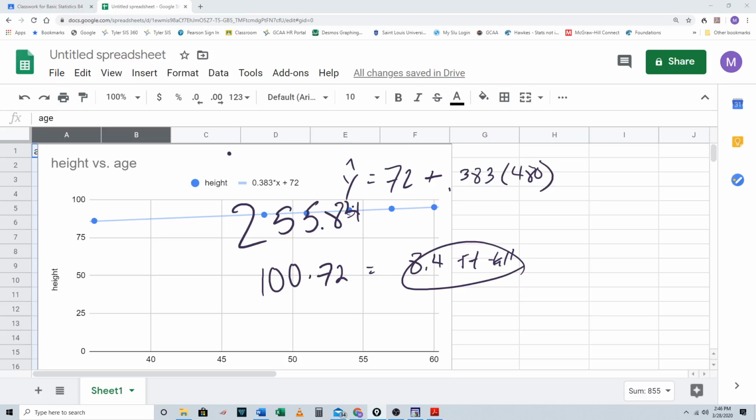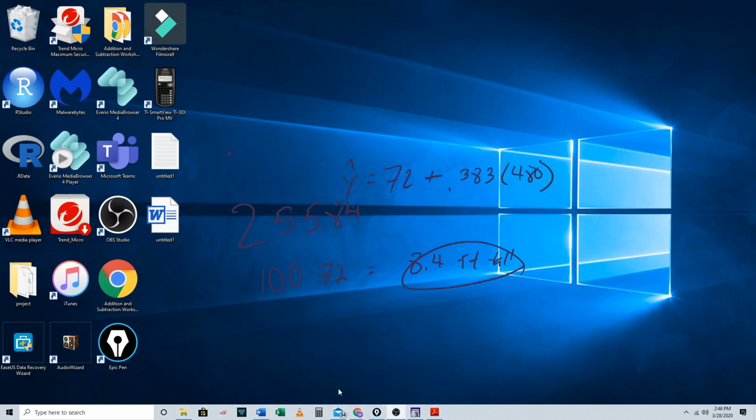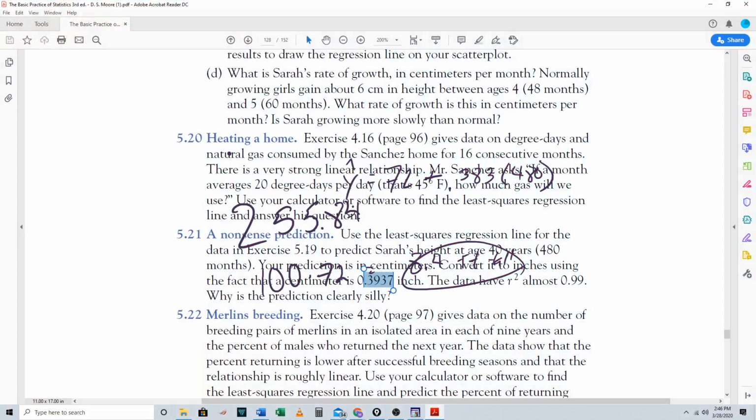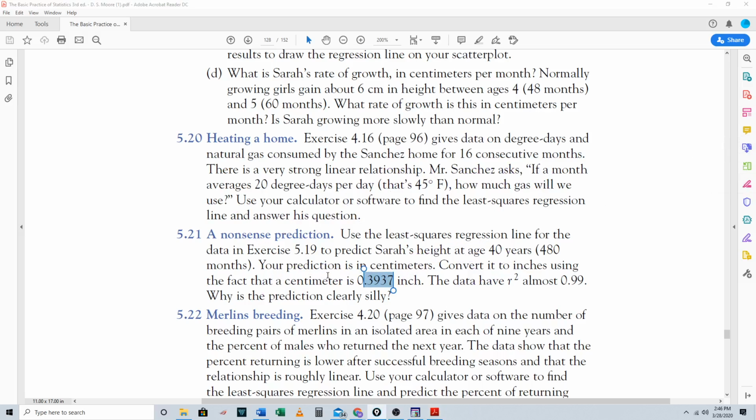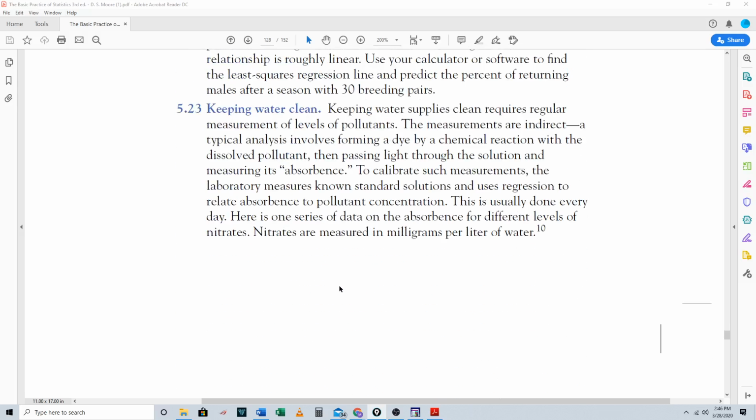It's just silly because you don't grow at the same rate once you reach a certain age. That's all. It's kind of an odd question. You didn't even have to do all that work to really make that statement. It should just make sense, okay? But they still want you to make a prediction.